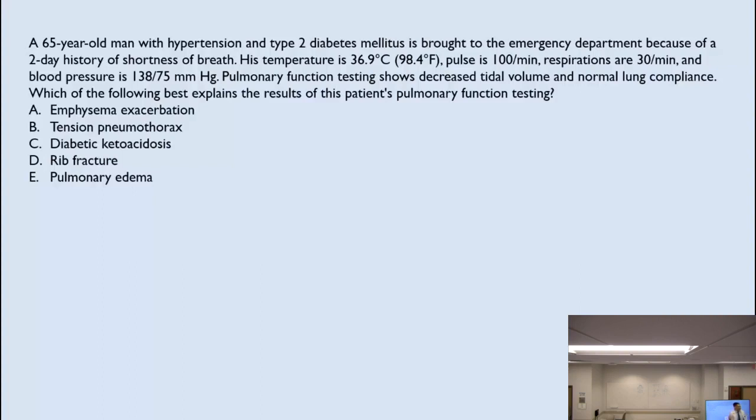Is there anything in the question that tells you that this guy has a tension pneumothorax? But normal compliance. A tension pneumothorax is when you have a lung collapse and every time you breathe in, there is more air in that lung that pushes the other lung to the other side. Can someone be 2 days with that? No. That is a surgical emergency. So these three are not. Rib fracture, pulmonary edema.